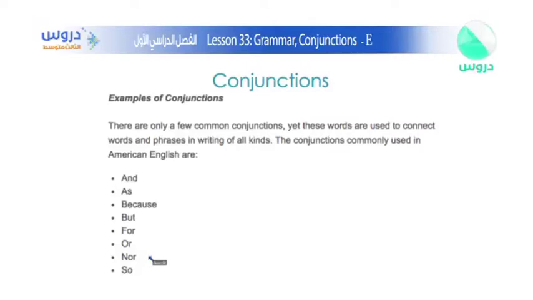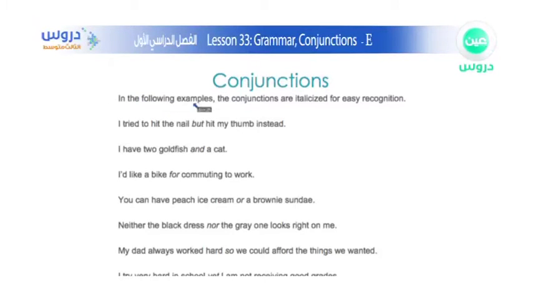I am going to read them again for you. And, as, because, but, for, or, nor, so, and yet. And these conjunctions are commonly used in American English. In the following examples, the conjunctions are italicized for easy recognition.